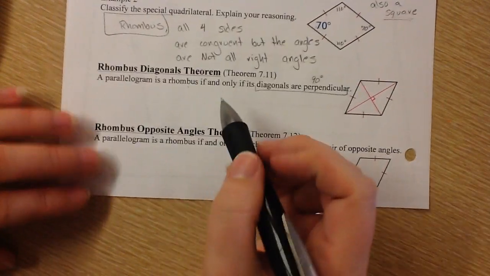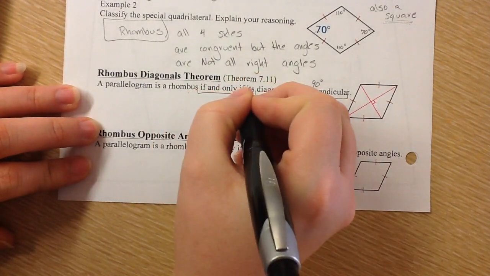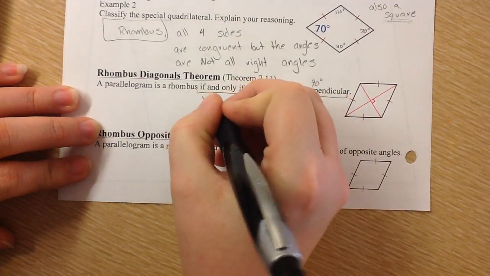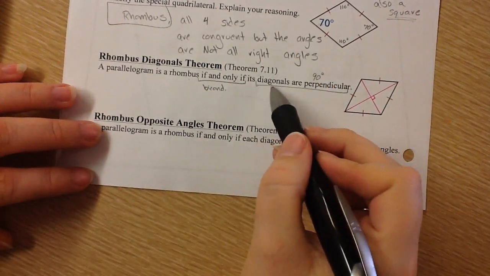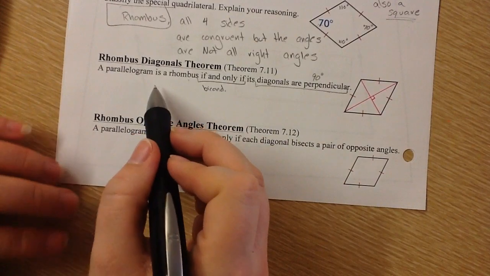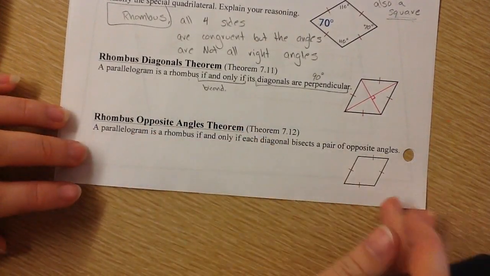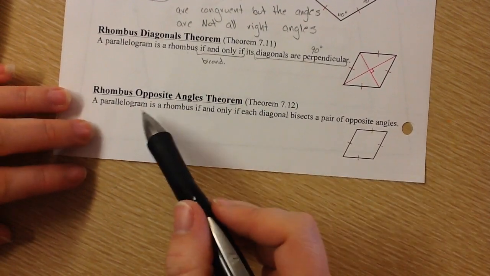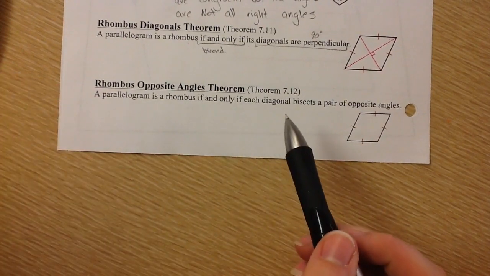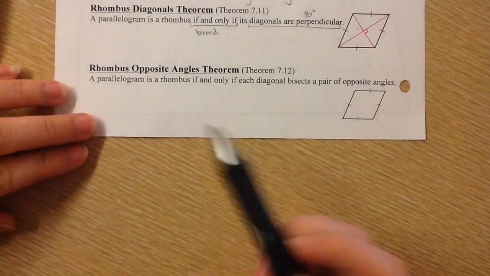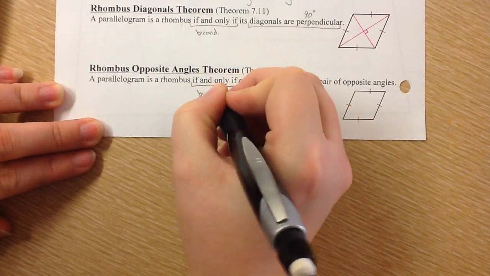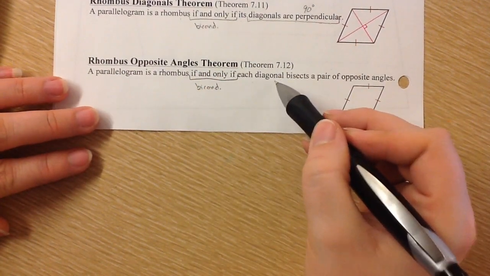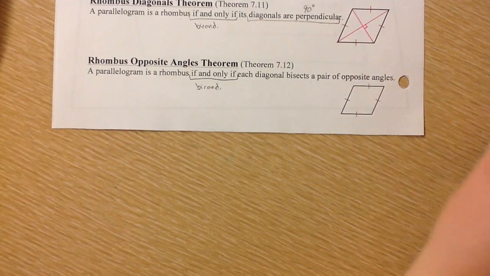So a parallelogram is a rhombus if and only if, again, that's that biconditional. It goes both ways. So that means that if diagonals are perpendicular, then it's a rhombus. Then we have our rhombus opposite angles theorem. A parallelogram is a rhombus, again, it's an if and only if, so that tells me it's a biconditional, if each diagonal bisects a pair of opposite angles.